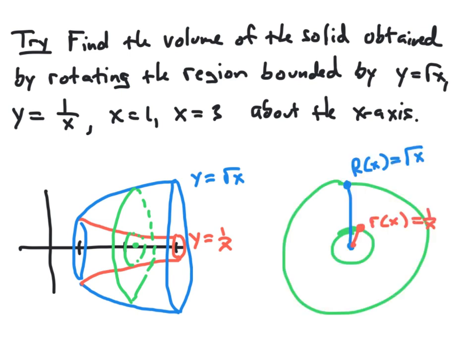By analyzing the washer carefully, we see that our outer radius will be the distance from the x-axis up to the blue curve, which will be an outer radius of square root x, and our inner radius will be the distance from the x-axis to the inner red curve, which will be 1 over x. We're also given that our region is between x equals 1 and x equals 3, and so this is everything that we need in order to evaluate our volume integral.